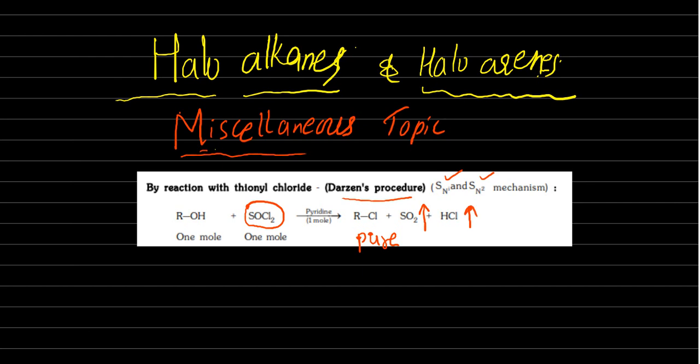From alcohol to alkyl halide, some other reagents are also there, for example PCl5 and PCl3. But here SOCl2 gives the pure compound, while PCl5 and PCl3 do not. This reaction we already discussed in the first video.